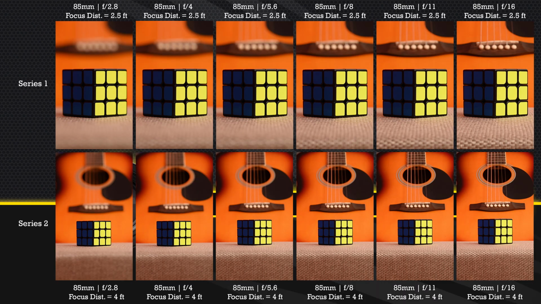In the second set of images, I have taken two series of pictures. In the first series, I kept the focusing distance constant at 2.5 feet and changed the aperture from f2.8 to f16. In series 2, I kept the focusing distance constant at 4 feet and changed the aperture from f2.8 to f16.